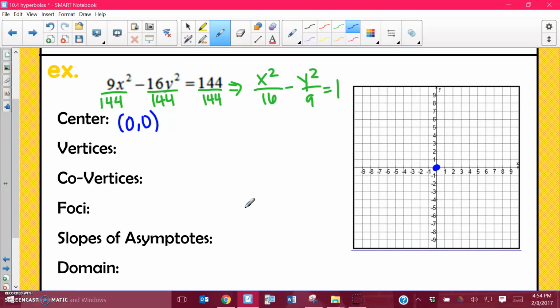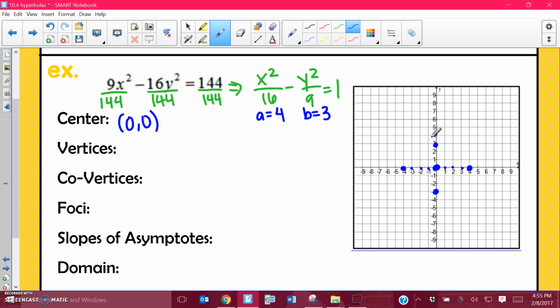The next thing I'm going to do is find my a and my b so I know where things are going. So my a value is the first thing, so the square root of 16 is 4, and then the square root of 9 is 3. Okay, this is still telling me what direction to move. So I'm going to go 4 in the x value, and 4 the other way as well, and then 3 in the y value.